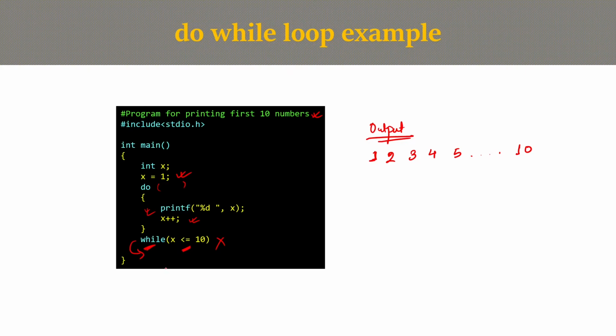This do while loop is a bit similar to the while loop, but the only difference is the condition is checked after the loop statement has been executed. But in our while loop, the condition was checked before the loop body was executed. So this is just the basic difference.